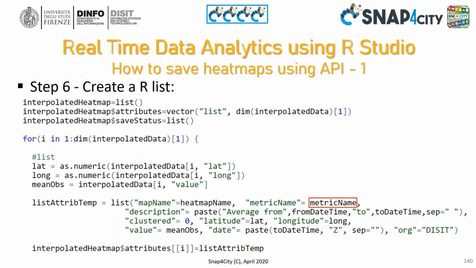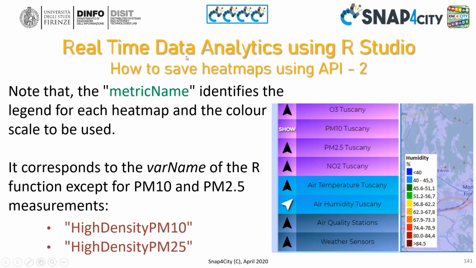Why a list? Because we want to save the values in JSON format, and in R, the simplest way to do this is using a list. So for each interpolated value, latitude and longitude, you have to create a list of attributes: the heatmap name, a metric name, the latitude value, longitude value, and the interpolated value with the date and the organization. The metric name here identifies the legend for each heatmap and the color scale to be used. So it corresponds to the var name of the R function. In our case it will be R temperature, except for PM10 and PM2.5.